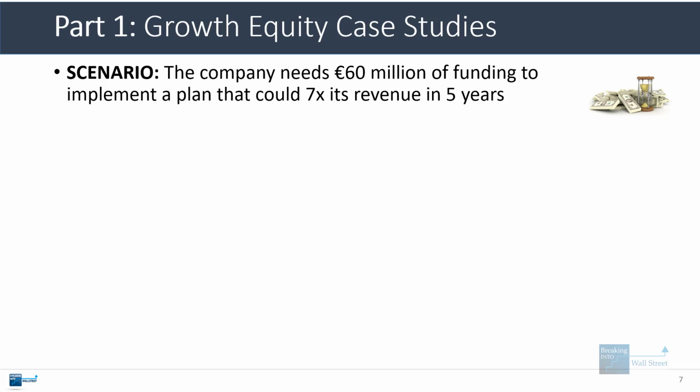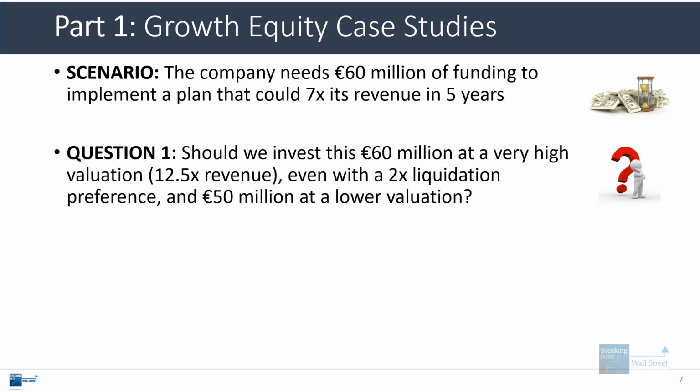This company needs about 60 million euros of funding to implement a plan that could grow its revenue by 7-fold over 5 years. The first question is, should we invest 60 million euros at a very high valuation, about 12.5x revenue? We do get a 2x liquidation preference on that. And then should we invest another 50 million euros at a somewhat lower valuation of around 8x revenue?